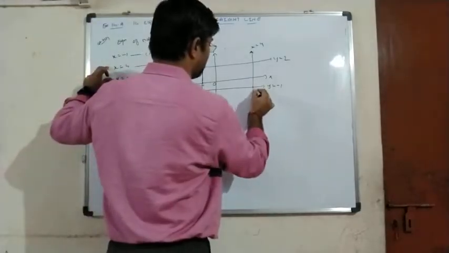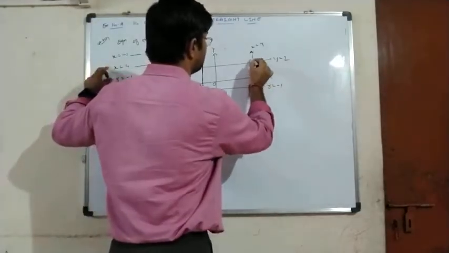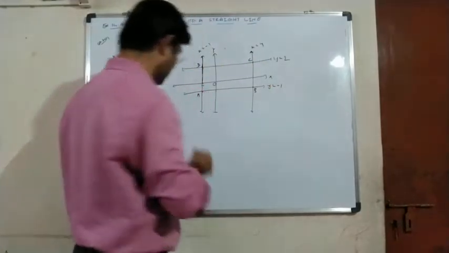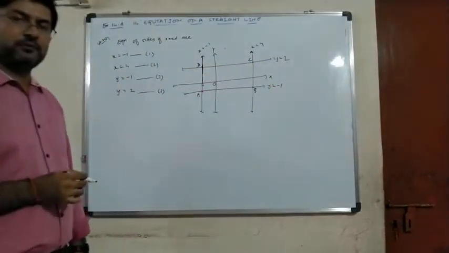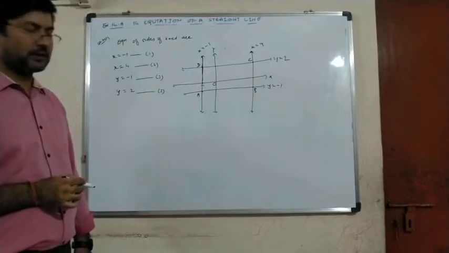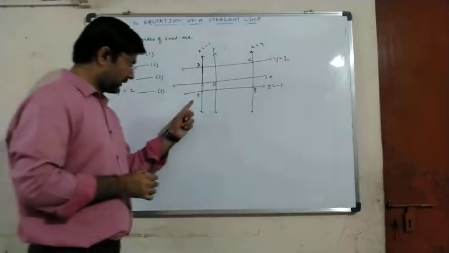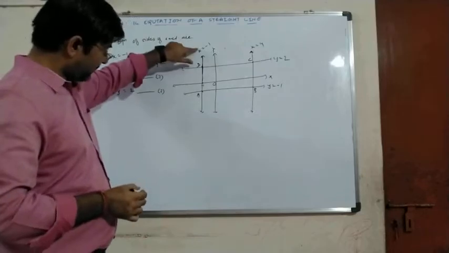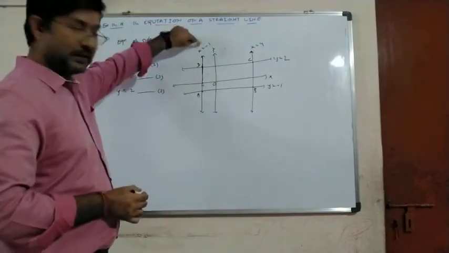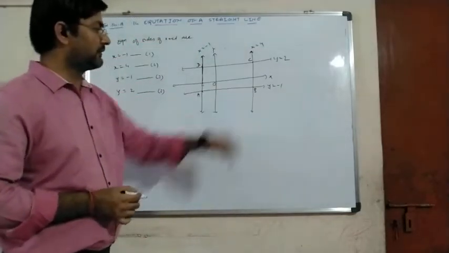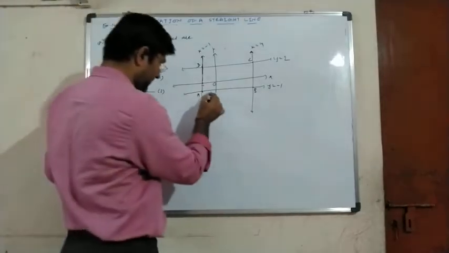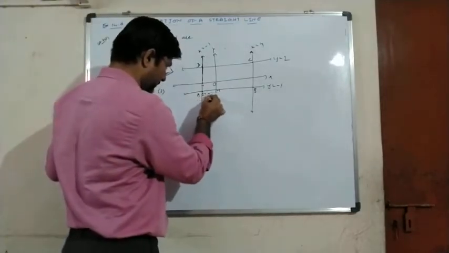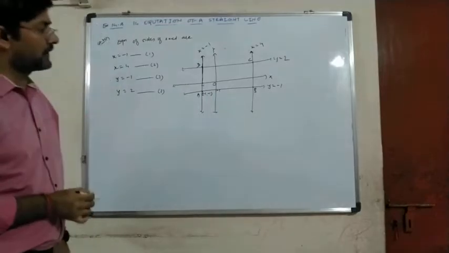Suppose this is the point B. Similarly, this is point C, and we have this intersection point D. Now let us find out the coordinates of the points of intersection for the four lines. The point of intersection of the vertical line x is equal to -1 with y is equal to -1 will obviously be -1 comma -1. Yes or no? It is very evident from the graph.